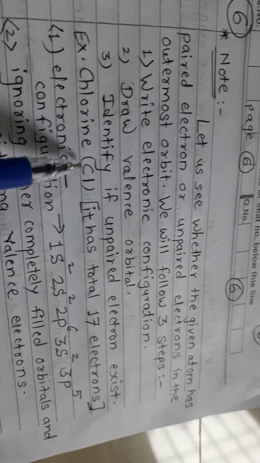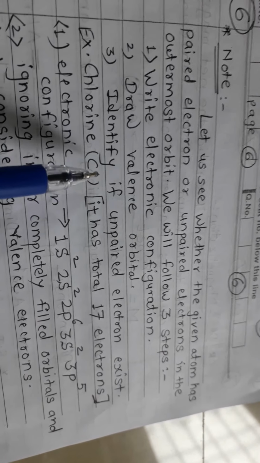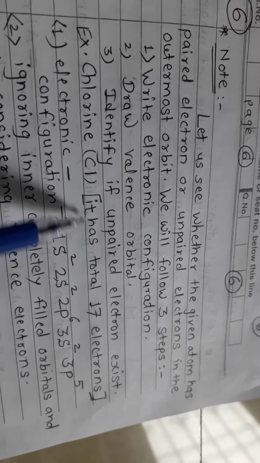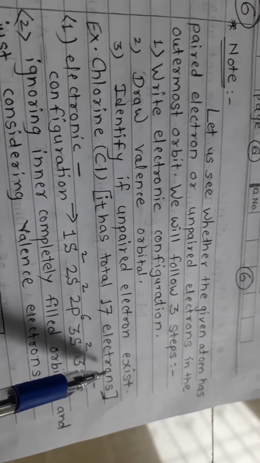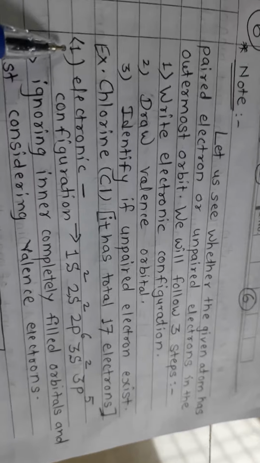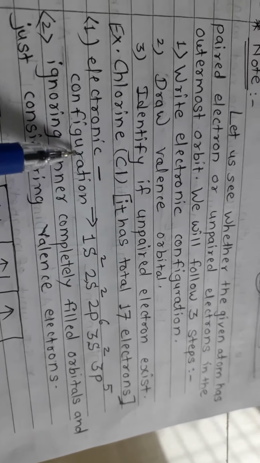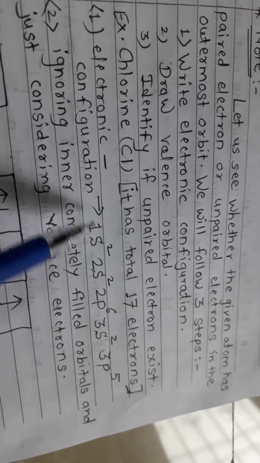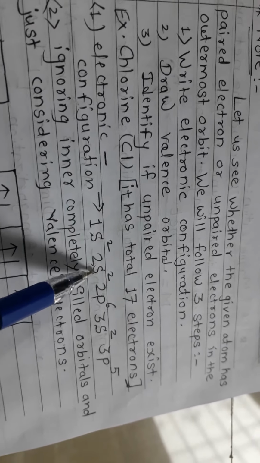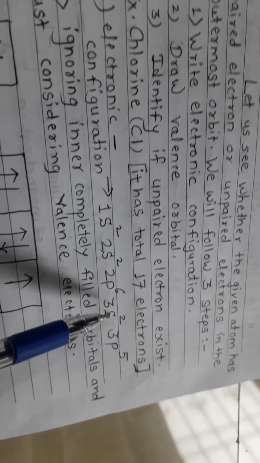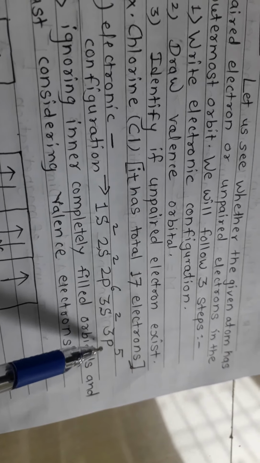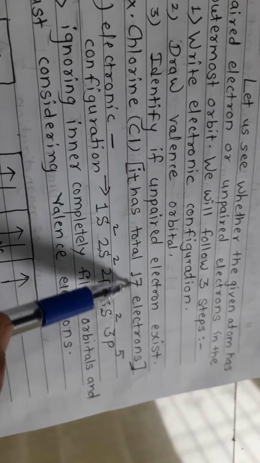For example, chlorine, that is Cl, has a total of 17 electrons. Number 1, electronic configuration: 1s2, 2s2, 2p6, 3s2, 3p5. That is here, a total of 17 electrons.